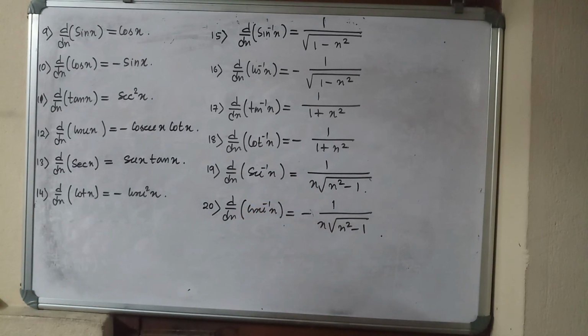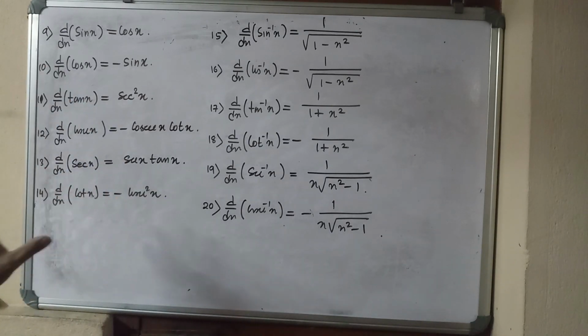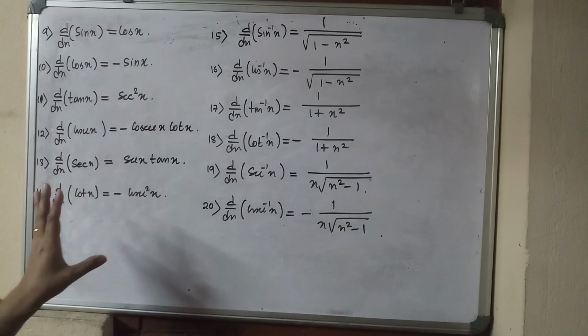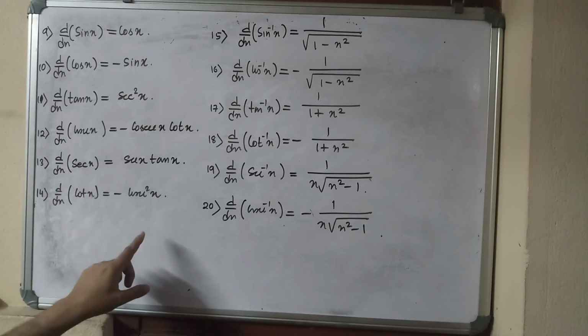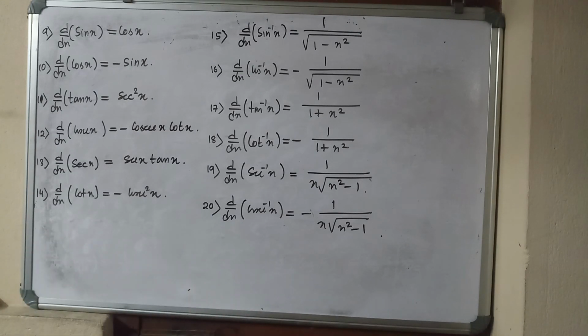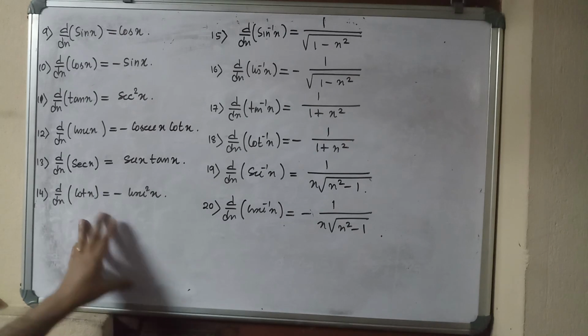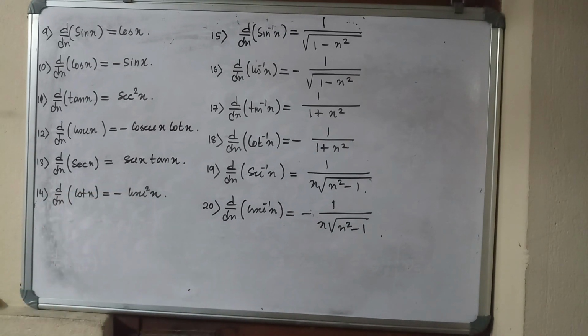There are 12 formulas of trigonometry that you have to learn perfectly, then only you will be able to solve the numericals. And these things are very important for the integral also. The integral is the antiderivative. The opposite of derivative is integral calculus. If you learn the derivative formulas perfectly, then the formulas in integral calculus are also easy to learn.